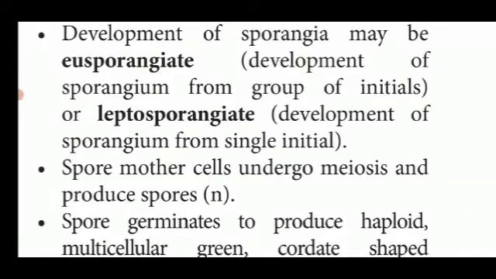The development of sporangia may be eusporangiate, meaning development of the sporangium from a group of initials, or leptosporangiate, the development of the sporangium from a single initial. The spore-bearing organ is called a sporangium. If the sporangium is developed from a single cell it is called leptosporangiate, and if from a group of cells it is called eusporangiate.